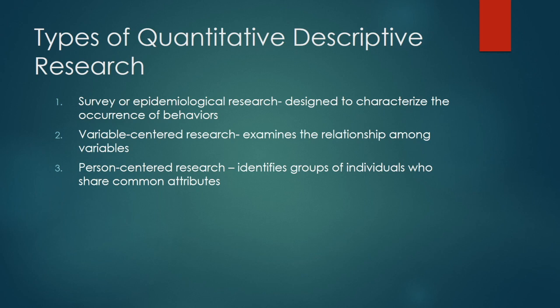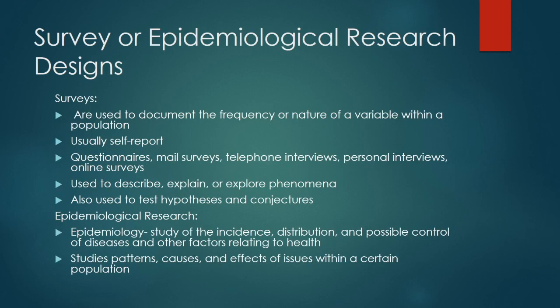Now, the first of these, survey research designs. Surveys are generally used to document the frequency of a variable or the nature of a variable within a population. They come in many different forms, whether it be questionnaires, interviews, mail or online surveys. And surveys are really self-report. They're really a simple way to collect data. Now, when we talk about epidemiological research, these are surveys, but they're specifically looking at health factors. So factors that relate to health or diseases, and looking at the patterns, causes, and the effects of those health issues within a certain population.